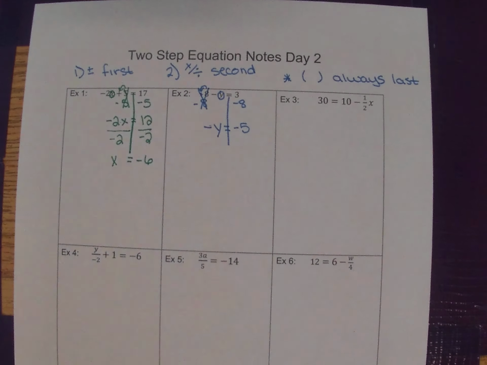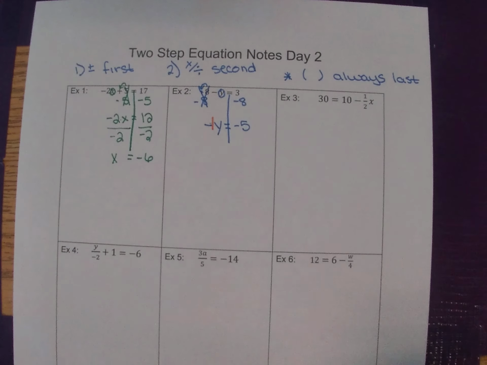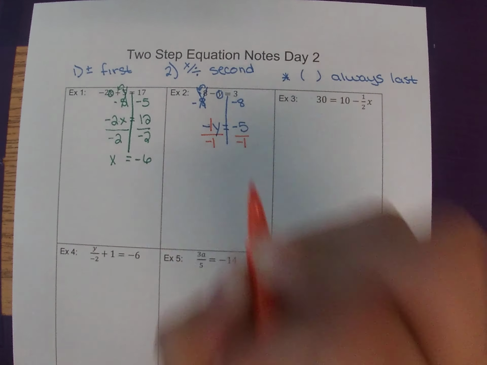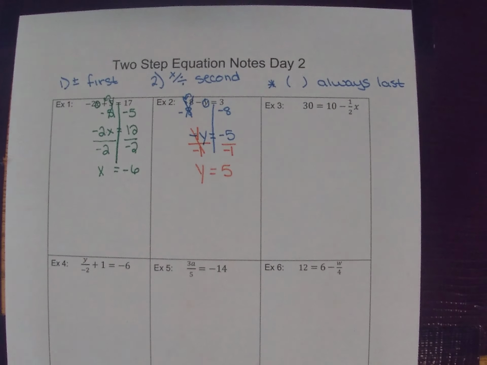Now, when I have that negative y, that means there's really a 1 in front of it, right? So that says negative 1y equals negative 5. Or negative 1 times y equals negative 5. So I need to undo multiplication with division. My 1's cancel. And negative 5 divided by negative 1 is positive 5.